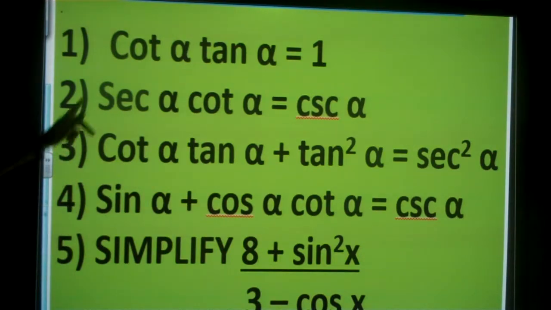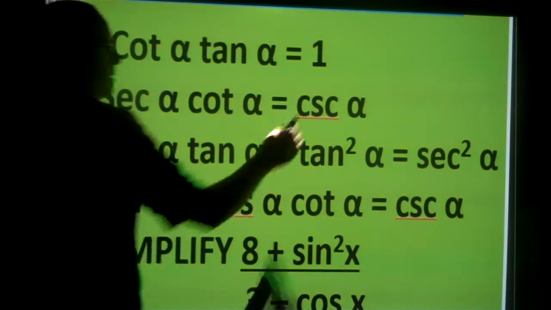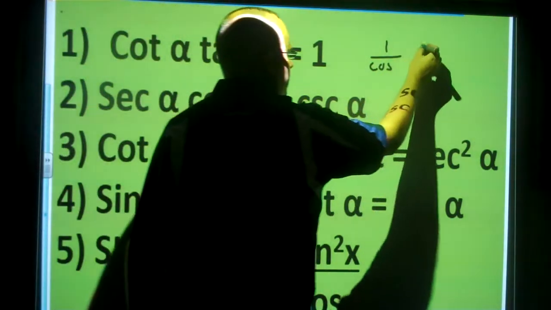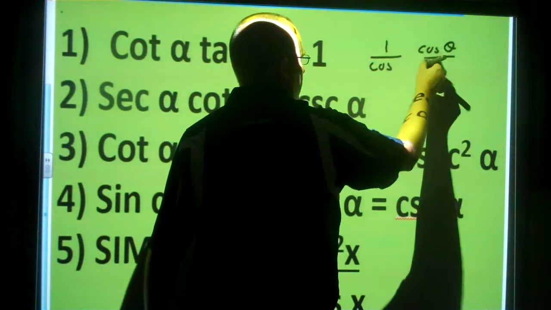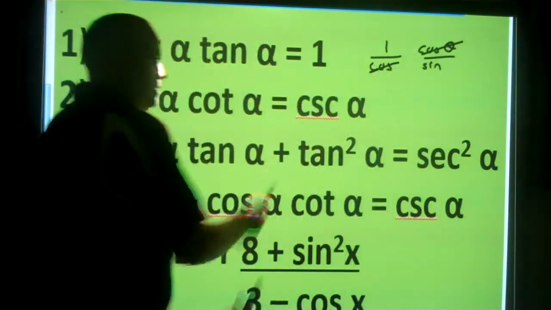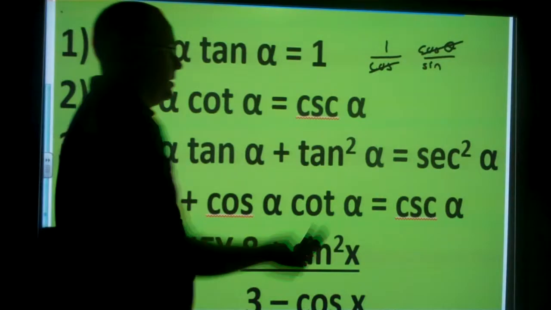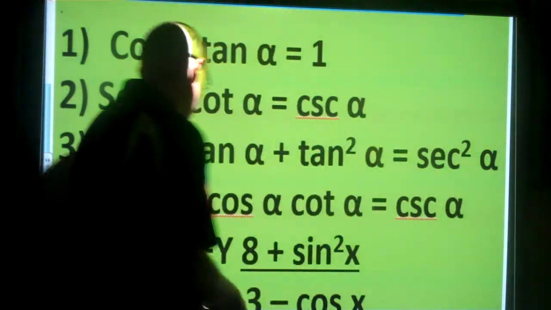Number 2, I don't think we saw this one, so secant theta is 1 over cosine. Cotangent is cosine over sine. Cosines cancel, so we get 1 over sine, and the definition for 1 over sine is cosecant. So that works quite nicely.